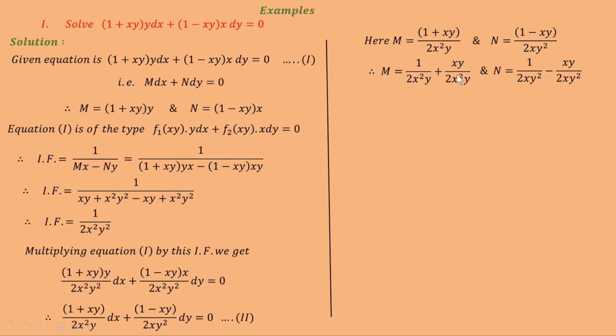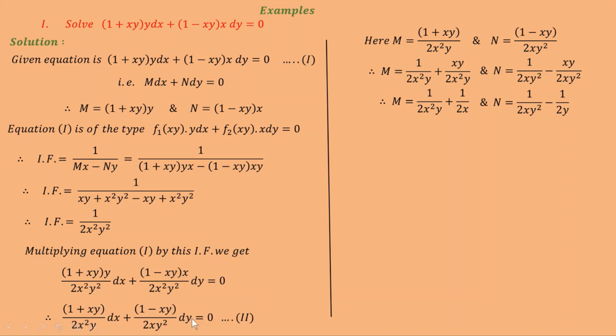Here we observe that in the second term x gets cancelled, y gets cancelled, and similarly here x gets cancelled, y gets cancelled. So we get the value of M as 1 upon 2x²y plus 1 upon 2x, and N is equal to 1 upon 2xy² minus 1 upon 2y. So these are the new M and N. We know equation 2 is obtained by multiplying by the integrating factor. So differential equation 2 is exact.